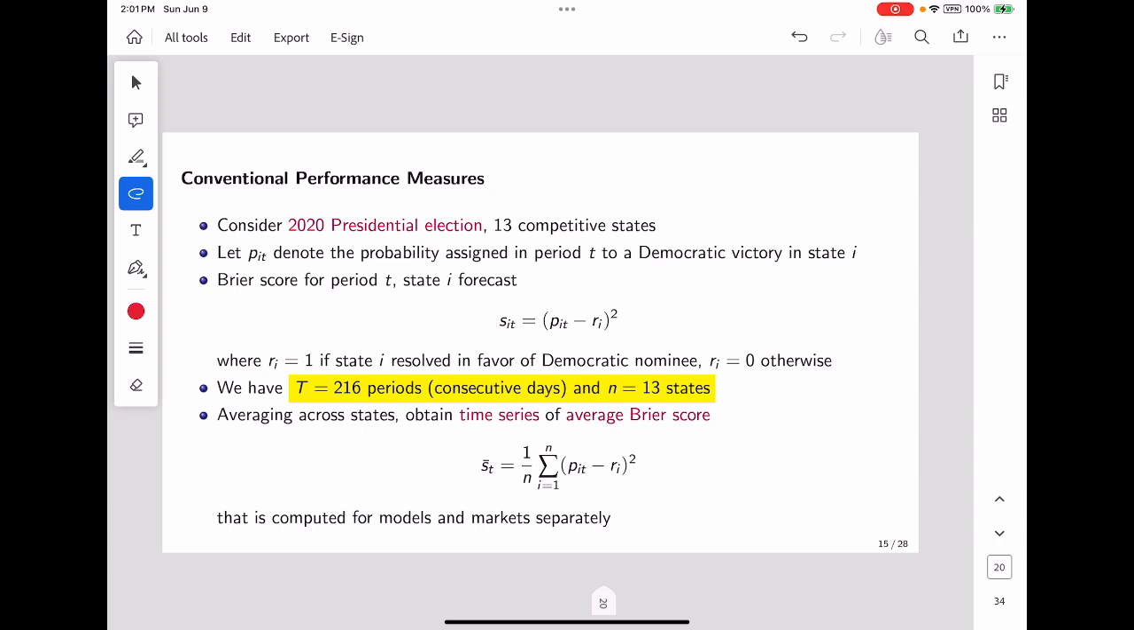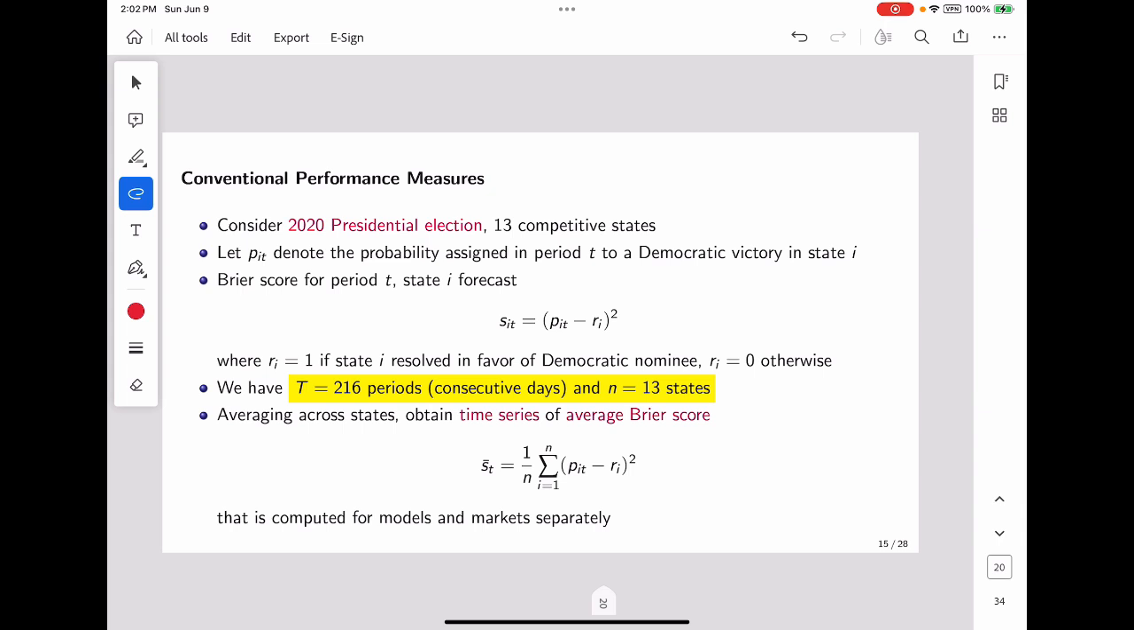So let's consider the 2020 presidential election. We'll look at 13 states that were deemed to be competitive before the election. And let P_it denote the probability assigned in period t, or date t, to a Democratic victory in state i. There are 13 states, and there are a large number of periods, actually 216 periods for which we have data.